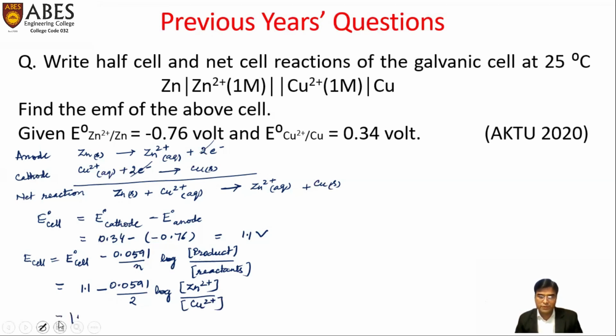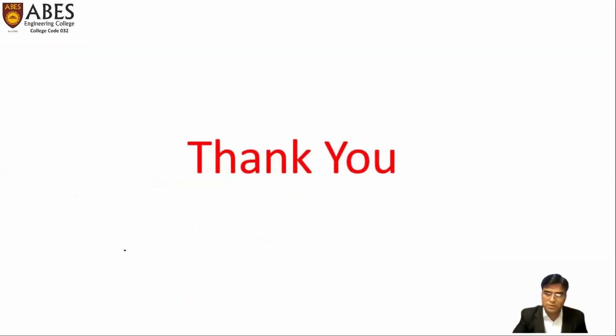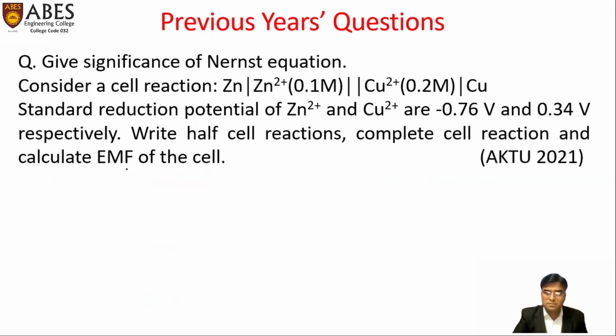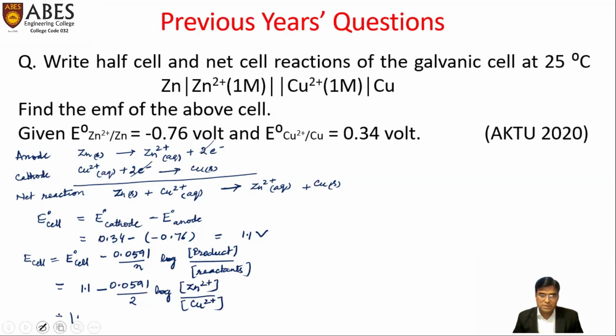So it becomes 1.1 minus 0.0591 upon 2 log. Zinc 2 plus and copper 2 plus both have 1 molar concentration, so it comes as 1 upon 1, and we know log 1 is 0. So the whole term becomes 0, and the value becomes E cell equal to 1.1 minus 0. So it comes as 1.1 volt.